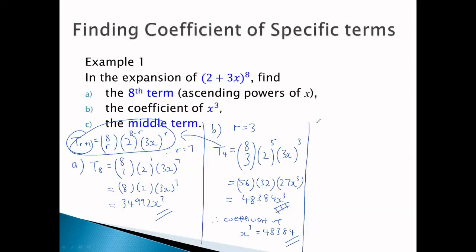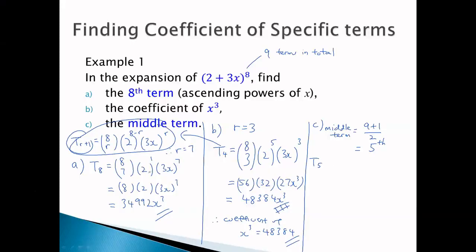C, middle term. Now, what is a middle term? Remember just now I said that for a binomial with power 8, there's always one more term, right? So there are actually 9 terms in total when you expand it. So what's the middle term of 9 terms? Middle term will be 9 plus 1 divided by 2, which is 10 over 2, which is the 5th term. Okay, so the middle of 9 terms is the 5th. Now, I just have to find the 5th term then.